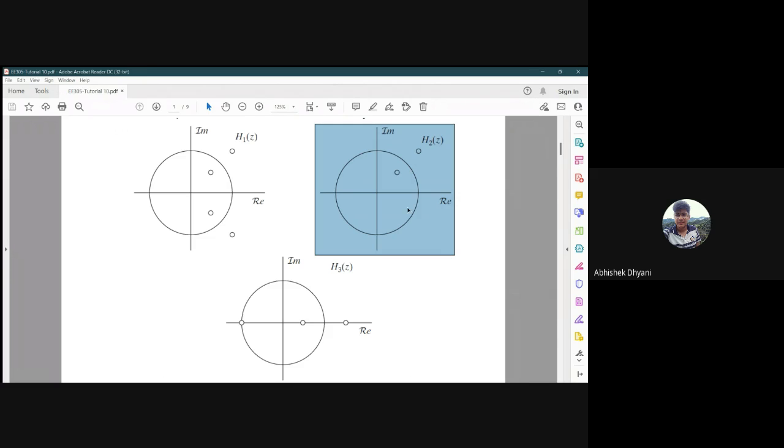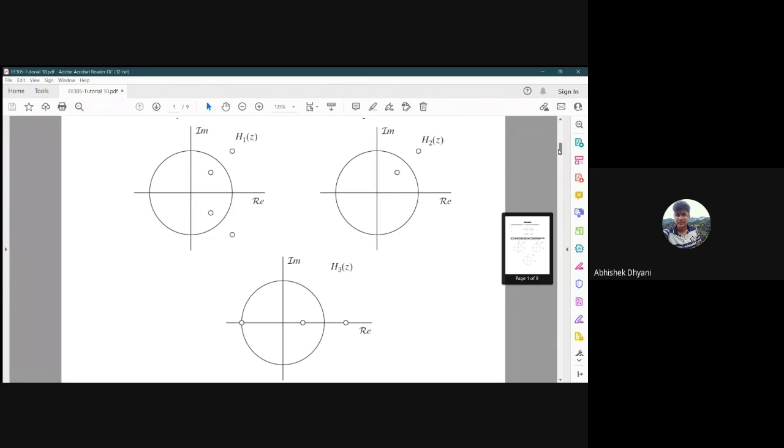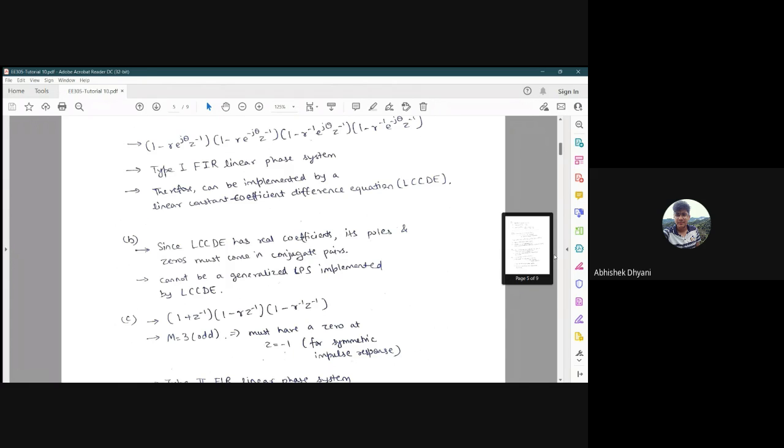Exactly. Yes, correct. So you're right that the reciprocals are present, but they are not conjugates. So whatever polynomial we get will not be real. So that is why this is not a linear phase system. And let us look at what it says. It says that the linear constant coefficient difference equation has real coefficients. Therefore, its poles and zeros must come in conjugate pairs. So this cannot be a generalized linear phase system which can be implemented by a linear constant coefficient difference equation, for this reason only.